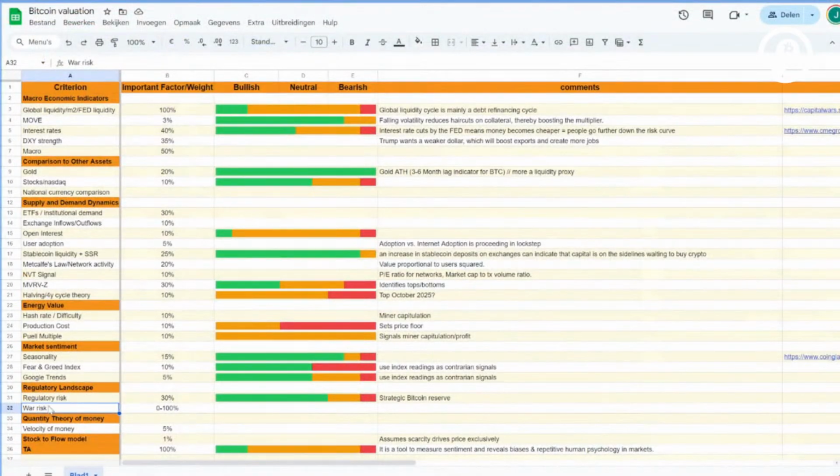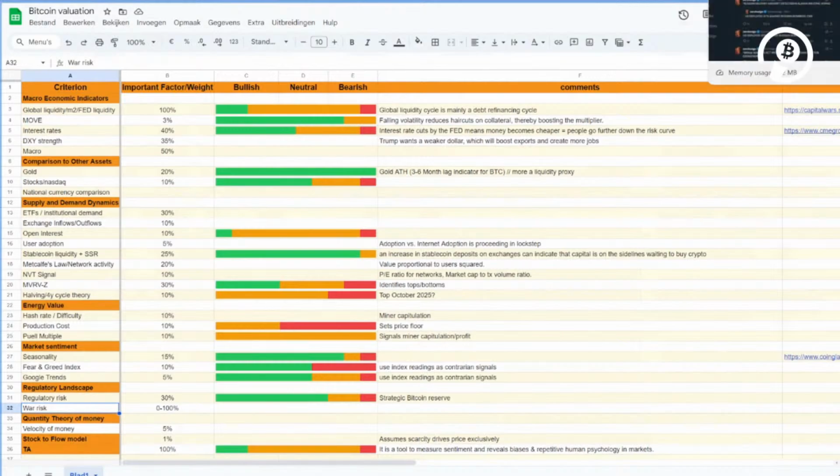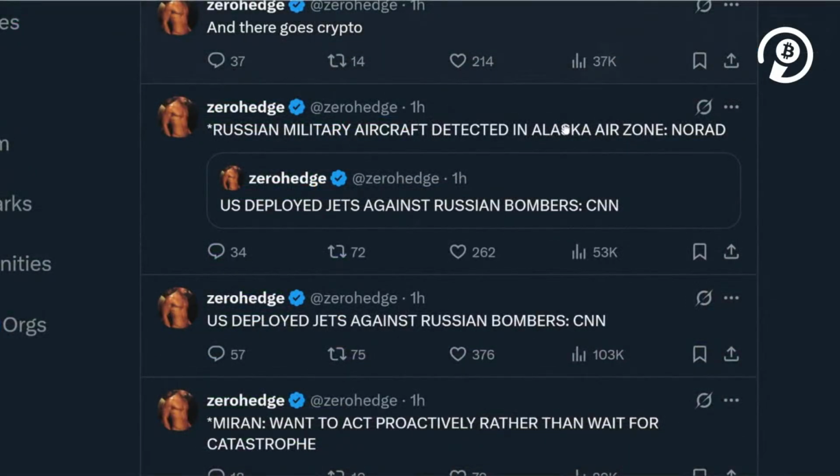And then the last thing is war risk. At the moment, that was funny. I spoke about it in the beginning of the stream. There was Russian military aircraft detected in Alaska air zone, and 1 minute later, you can see it, there goes crypto. So I think crypto took a little dive when the Russian military was seen in Alaska.